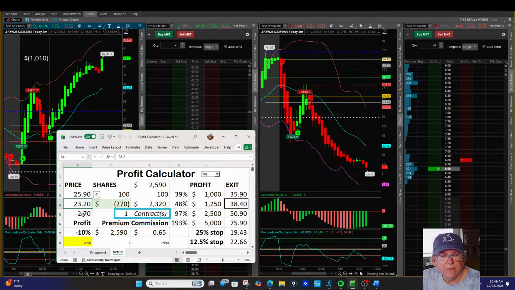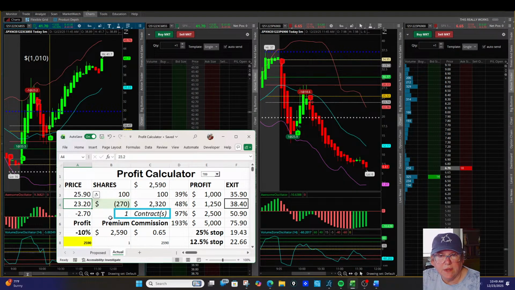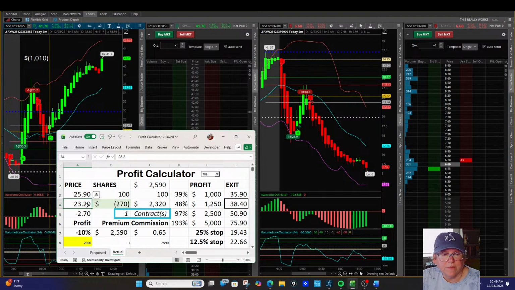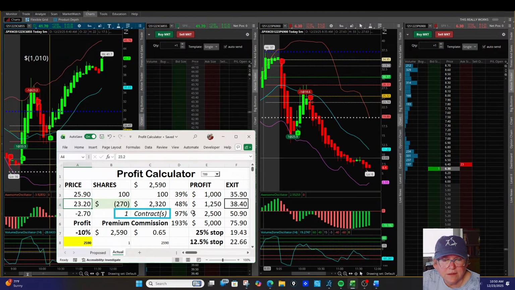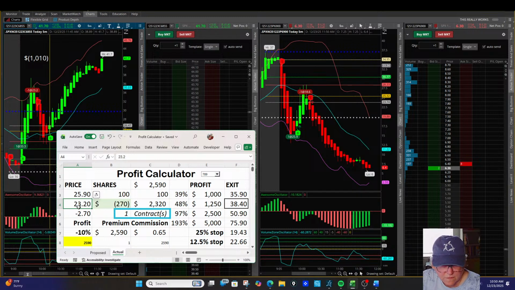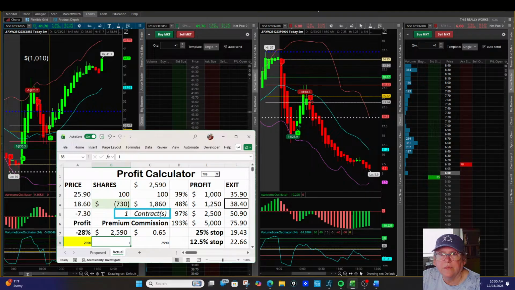Then up here, that is going to be the exit price, this box here. This is the price purchased, and then down below it is how it exited. So this one was 18.6. Okay, so I lost $730 in that one. Let's put that out there.